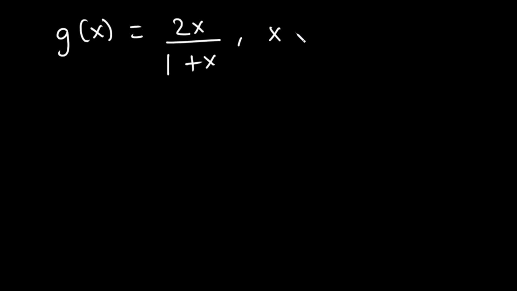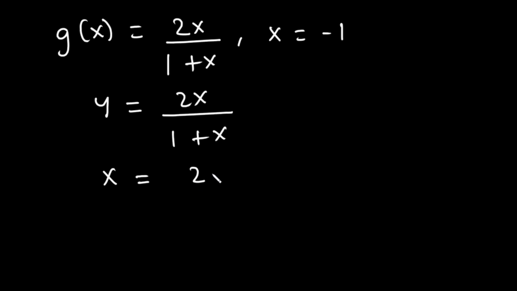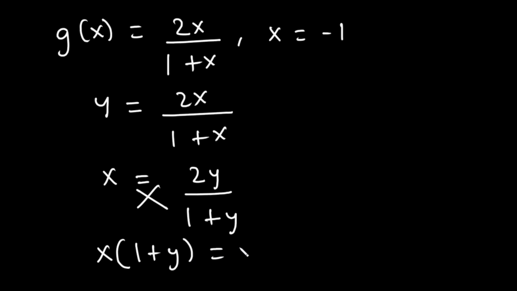Let's solve the last example for this video. Given a function g of x which is equal to 2x divided by 1 plus x, where x is not equal to negative 1. Let's find its inverse. Now we know that y is going to be 2x divided by 1 plus x. Now we interchange the variables x and y. So we have x is equal to 2y divided by 1 plus y. And then we cross multiply. So we have x into brackets 1 plus y is equal to 2y.